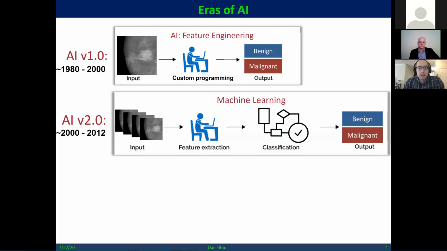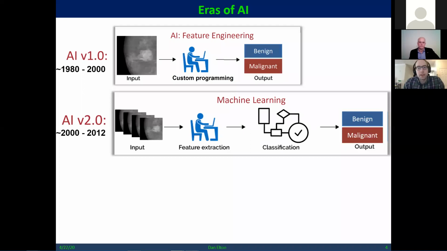You might call the next one AI 2.0, which was machine learning. So in machine learning, instead of programming in everything explicitly, the computer can actually learn things on its own by looking at many, many images. And that was a major advance.